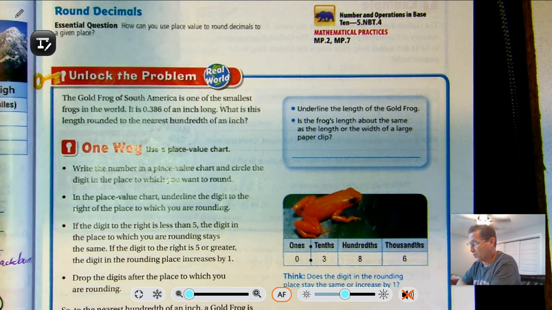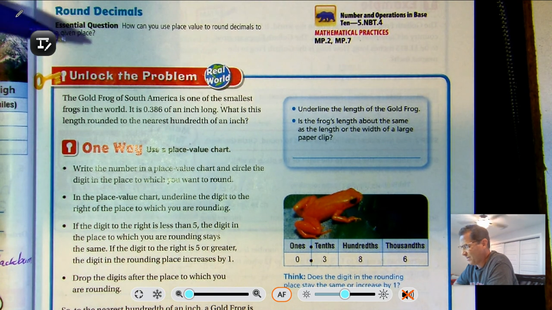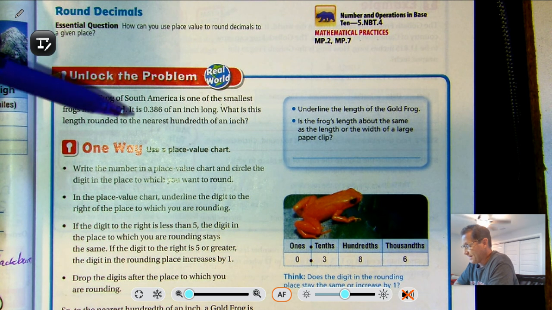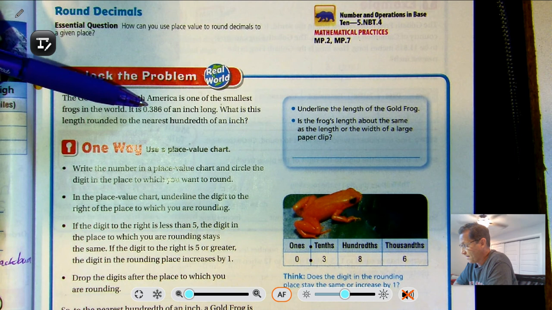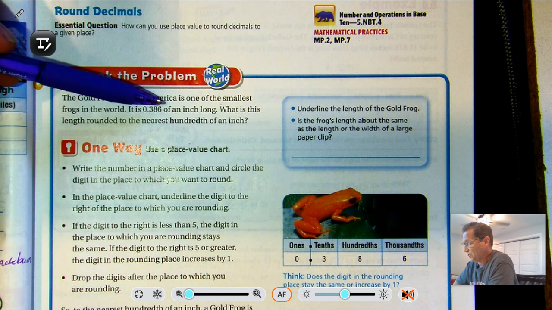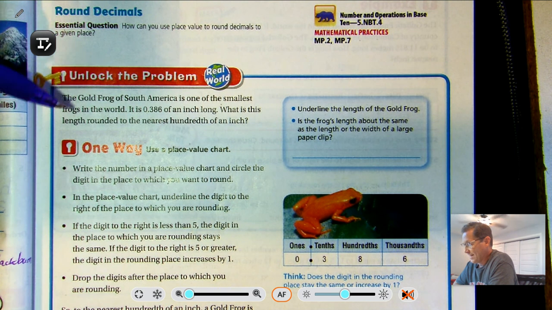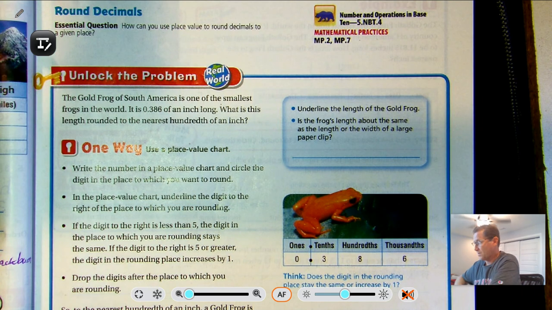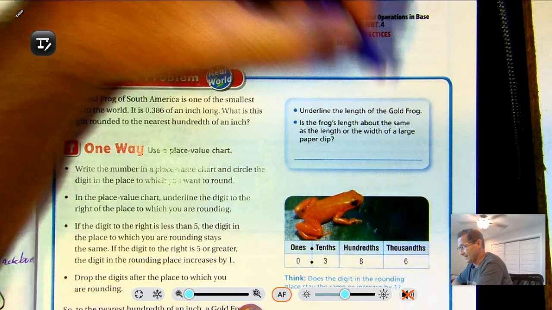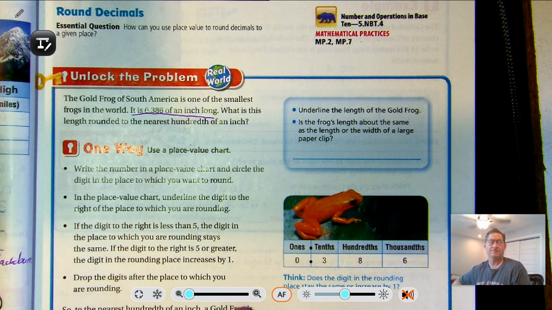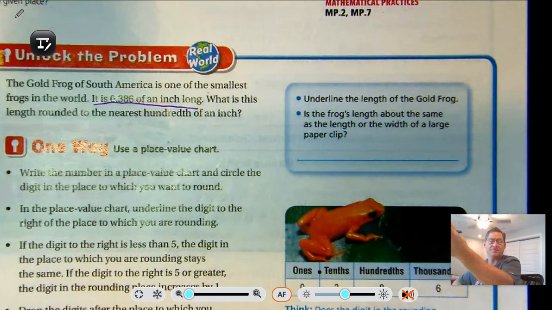Okay, so the gold frog of South America is one of the smallest frogs in the world. It is 386 thousandths of an inch long. What is this length rounded to the nearest hundredth of an inch? So underline the length of the gold frog. Well, it is 386 thousandths of an inch.